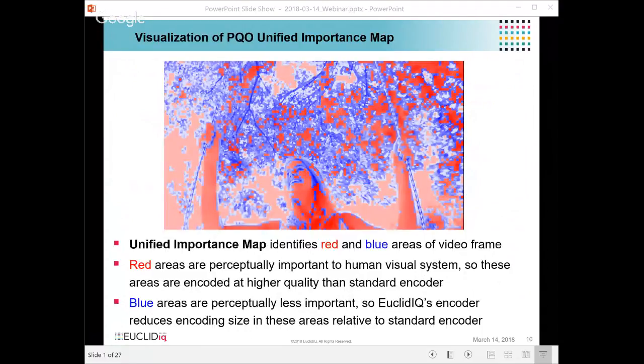Here's a closer look at the unified importance map. Red areas, including in this example the girl's cheeks, neck, and arms, some of the leaves, and most of the sky, are determined by the unified importance map to be perceptually more important to the human visual system, so we encode those areas at higher quality than a standard encoder would. Blue areas, including the girl's eyes, teeth, and hair, plus most of the leaves, are determined to be perceptually less important, so we spend fewer bits for those areas and reduce encoding size relative to what a standard encoder would use.